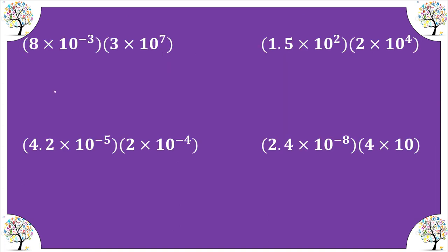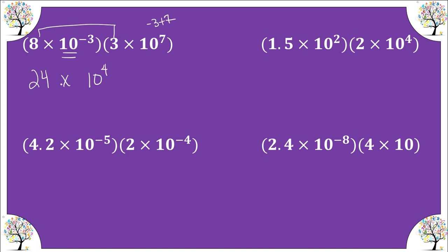Okay, let's try these together. So again, at any time you need to pause the video, please pause. So let's write our first problem. We're going to multiply this scientific number times this scientific number. So we multiply your coefficients, 8 times 3 is 24, times 10, and I have 10 to the negative 3 times 10 to the positive 7. So I'm going to add my exponents, negative 3 plus 7, and this gives us 4.